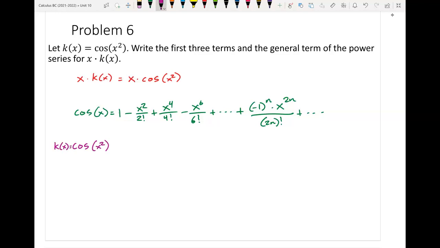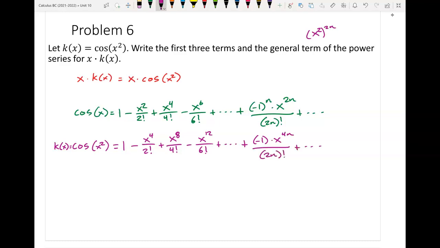Well then, if I want to know what cosine of x squared is, which is my k of x, then I would have 1 minus, and I would just plug in x squared into each of those. So that becomes x to the 4th over 2 factorial plus x to the 8th over 4 factorial minus x to the 12th over 6 factorial plus dot dot dot plus negative 1 to the n times x squared raised to the 2n power, which would be x to the 4n power over 2n factorial.